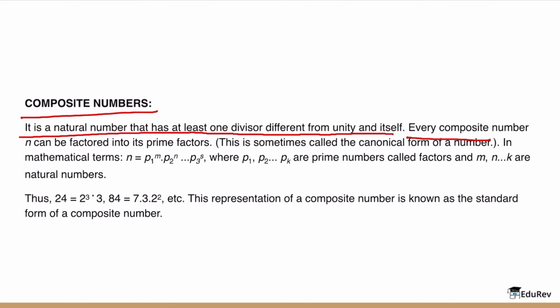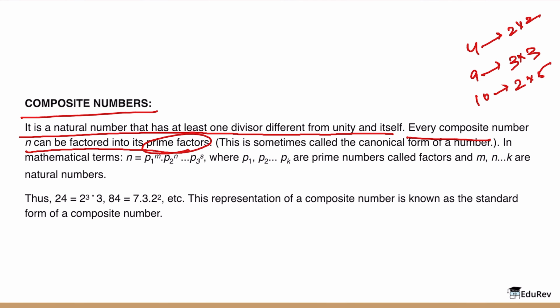Now every composite number n can be factored into its prime factors. That is true. If I take 4, 4 can be written as 2 into 2. If I take 9, 9 can be written as 3 into 3. If I take 10, 10 can be written as 2 into 5. So every composite number can be factored into its prime factors, not prime numbers. This is sometimes called the canonical form of a number. Now n is any number, and there are prime numbers which when multiplied yield that composite number. All those prime numbers are termed the factors of that number.